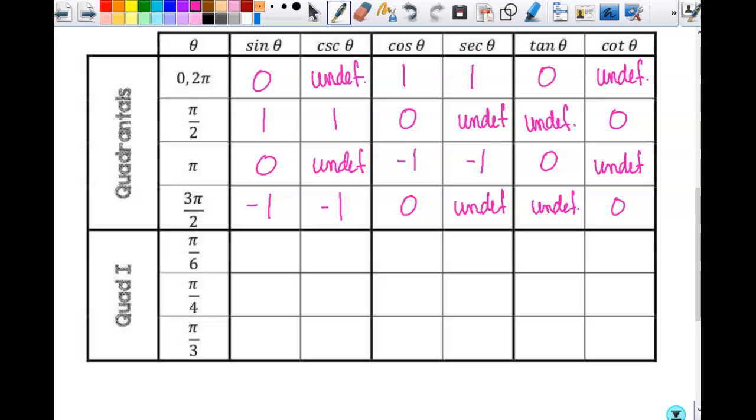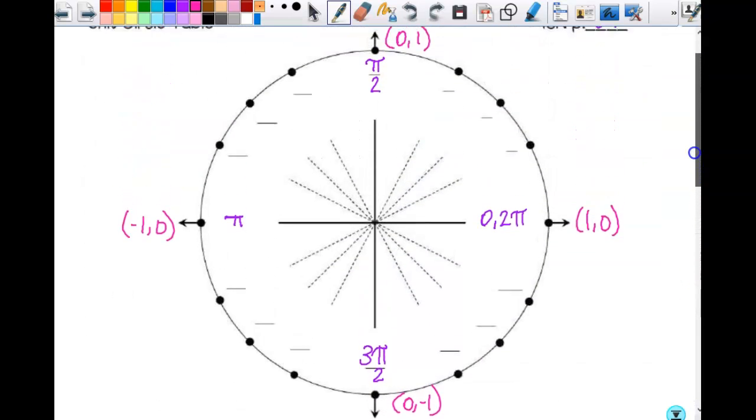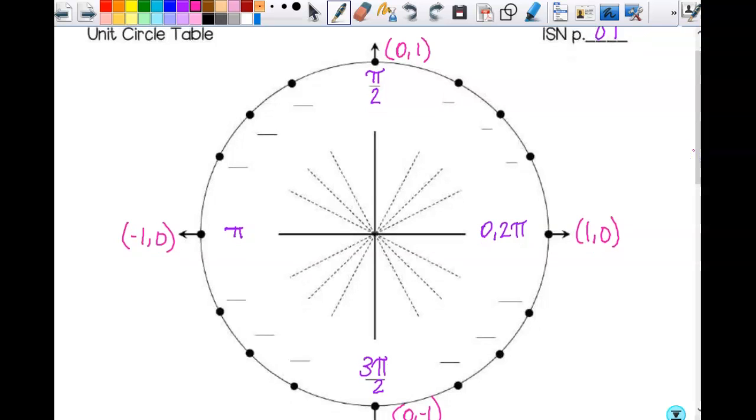All right, so now we're going to go back up there and we're going to fill in our quadrant 1 values. In quadrant 1, what's 30 degrees? Pi 6. Then 45 is pi 4ths, 60 is pi 3rds. I know the drill. All right, so then our ordered pairs for pi 6, and I can get that from the hand trick, right? It's going to be square root of 3 over 2, 1/2.